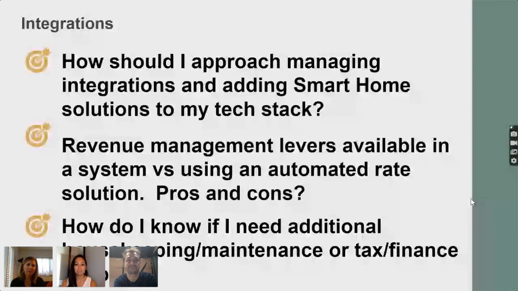That's right. And then we do have a quick few minutes. If either of you have any thoughts on the housekeeping or maintenance or tax or finance, going back to that bubble grid, any additional tech that folks might want to add on. Monique, any thoughts on this one?